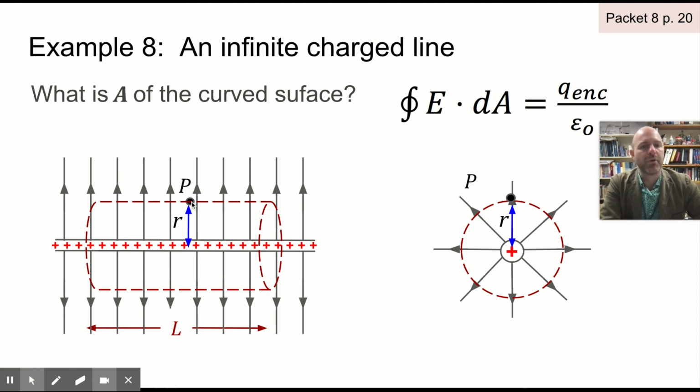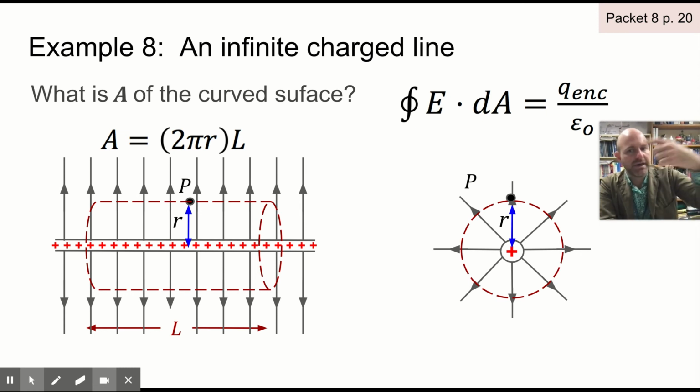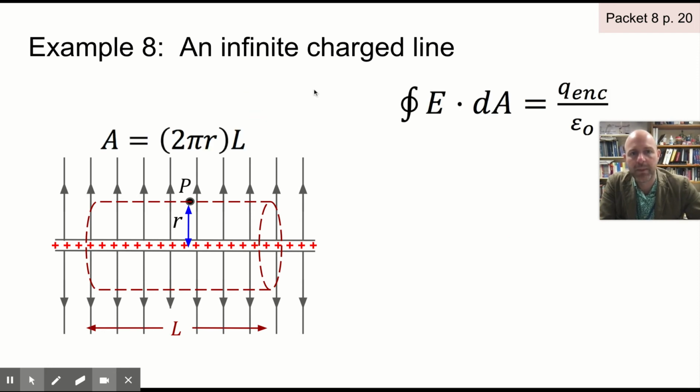Notice again, the point P is on the Gaussian surface. The area of the part that is wrapping around is actually 2 pi r, the circumference of the circle, times L, right? If you were to cut that can and unfold it, you would have a rectangle. There's also the area of the 2 ends, but we'll get to that in a moment.